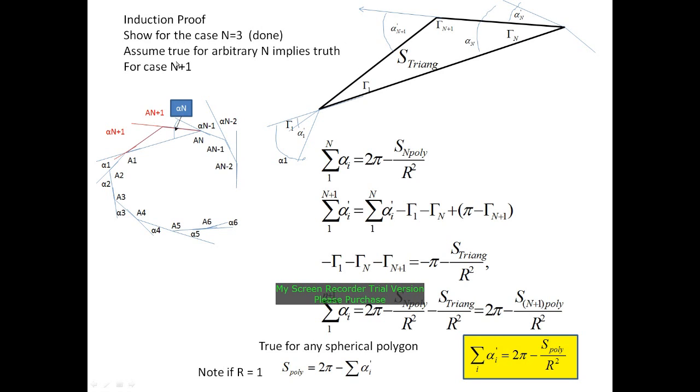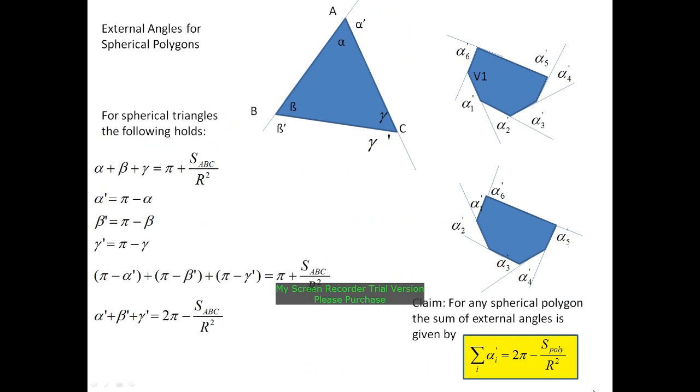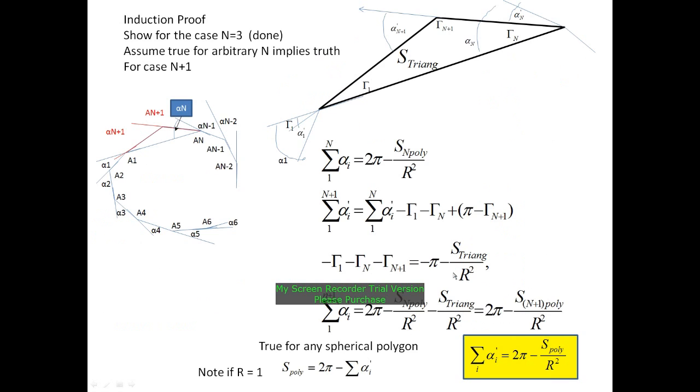For any triangle, the sum of those angles is 2 pi minus S_poly over r squared. Then assume the truth for some arbitrary n implies truth for the case n plus 1. That means show basically that if it's true for 3, it'll be true for 4. If it's true for 4, it'll be true for 5 and true for 6, and so on for all the finite numbers. So for arbitrary n, assume it's true and show that you can use that assumption to prove the n plus 1 case.